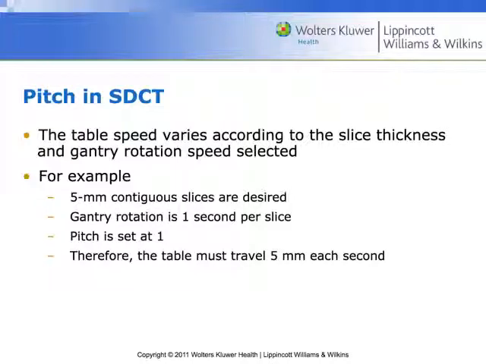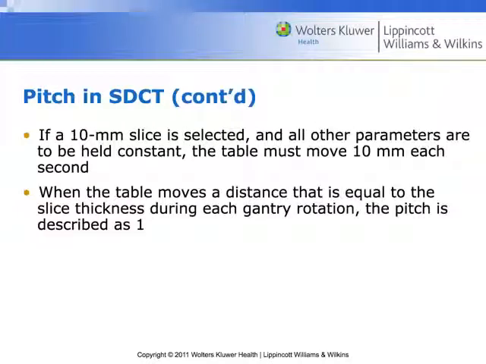When we're talking about single detector scanners, table speed will vary according to the slice thickness and the gantry rotation speed selected. For example, if we had a 5 millimeter contiguous slice, the gantry rotation is 1 rotation per second, and the pitch is set at 1, the table must move 5 millimeters for every rotation of the tube. This would vary depending on the slice width, right? So 10 millimeter slice width, 10 millimeter table movement. Anytime the table moves a distance equal to the slice thickness, the pitch is going to be 1.